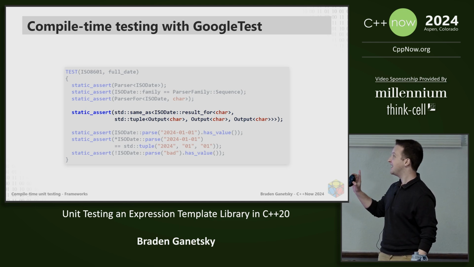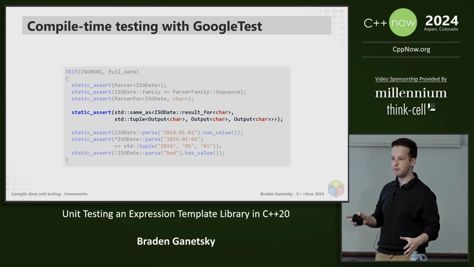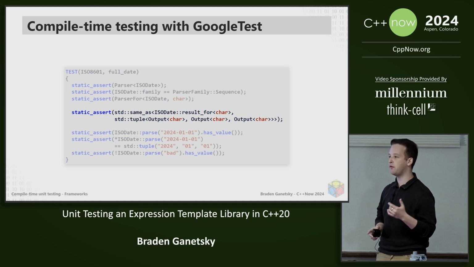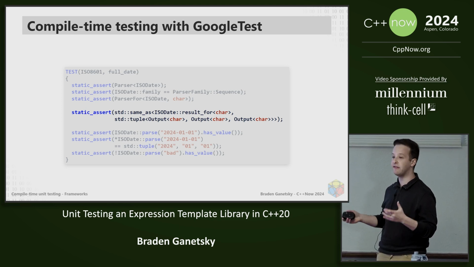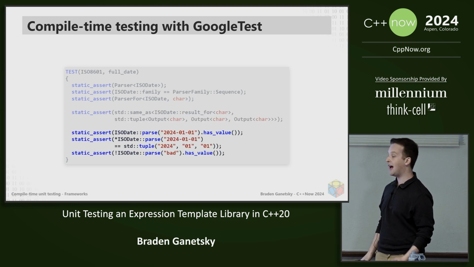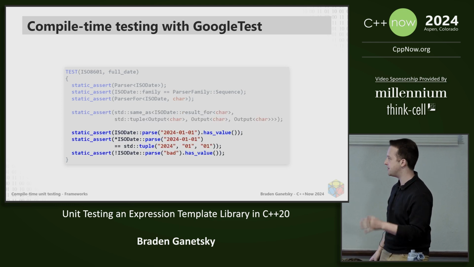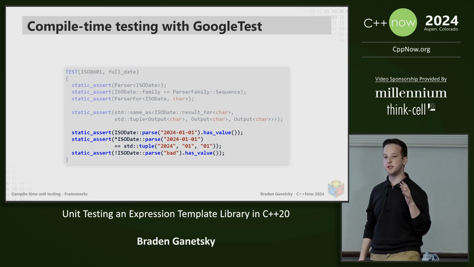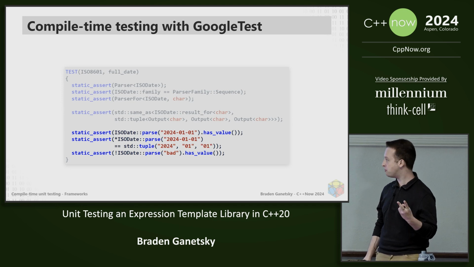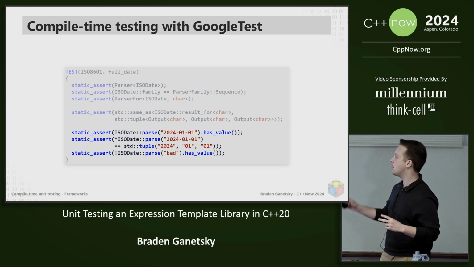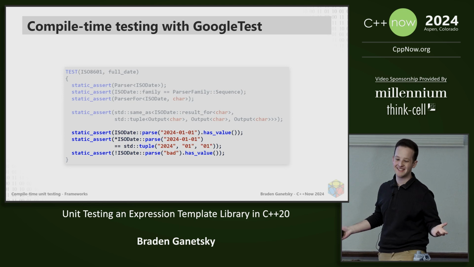Now notice actually, it's result for, it's not just result type. And that's because all of my parsers have a result for alias template, because you can parse anything that's equality comparable to the value type, not just the value type. So you do actually need to check that the value type may be different for different types of inputs. And now let's test the parsing. This is the most important part. I want to make sure that when I try to parse January 1st, it succeeds. I want to make sure that when I parse January 1st, that it's the expected output. And then I want to make sure that when I parse bad, well, it doesn't succeed.